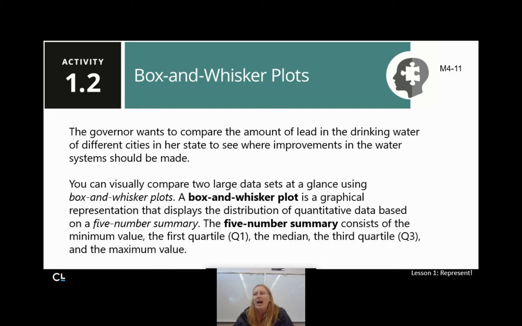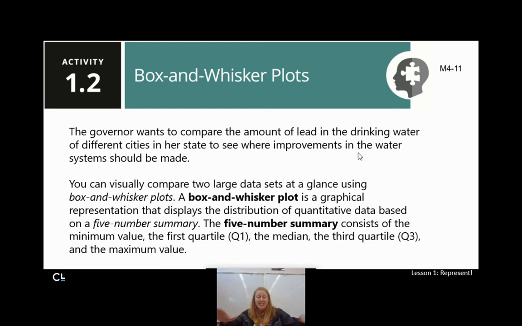So we use a 5-number summary to do this. And literally, you need 5 numbers. If you have these 5 numbers, you can construct a box and whisker plot. The 5-number summary consists of the minimum value, the lowest value in your data set, what we call the first quartile, we'll talk about that in a minute, the median, and if you recall from earlier math classes back in the day, remember that median is the middle number in your set.